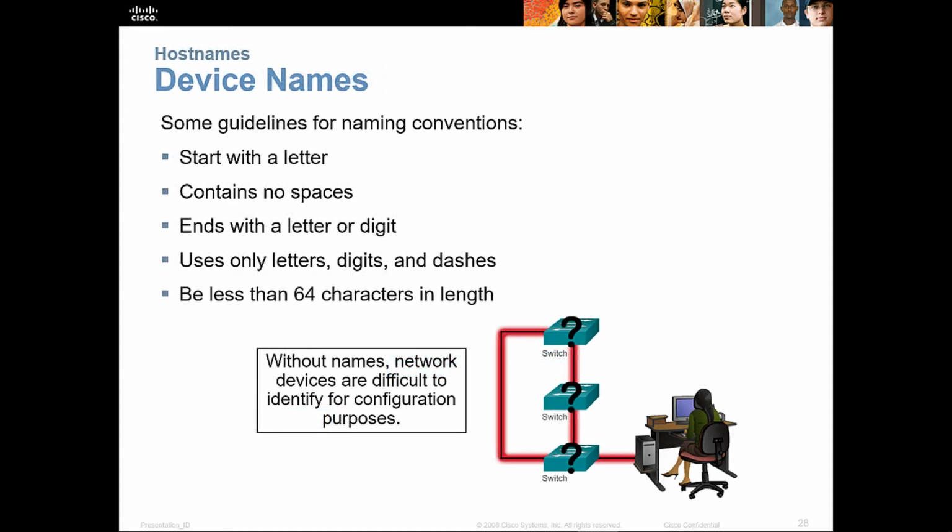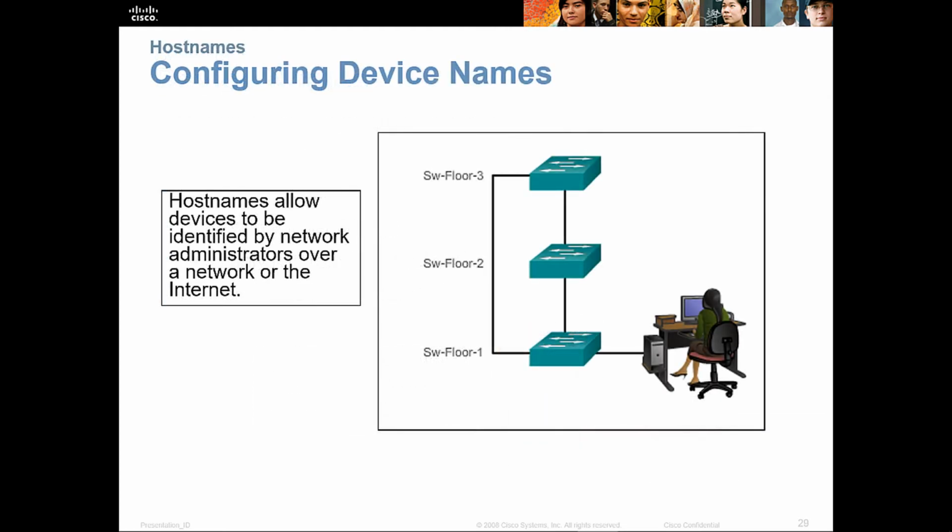So normally some guidelines is we start with a letter, we do no spaces, we end with a letter or digit, use only letters, digits, and dashes, and it has to be less than 64 characters in length. Without host names, network devices are difficult to identify for configuration purposes. For example, if you don't know that this is switch 1 on floor A of a specific building, it might make it harder to configure if you're doing it remotely. If you're doing it on site, it might be a security precaution. It just kind of depends. Normally best practice is name them appropriately. So here we have switch for floor 1, switch for floor 2, switch for floor 3, and that way we kind of know what they are.